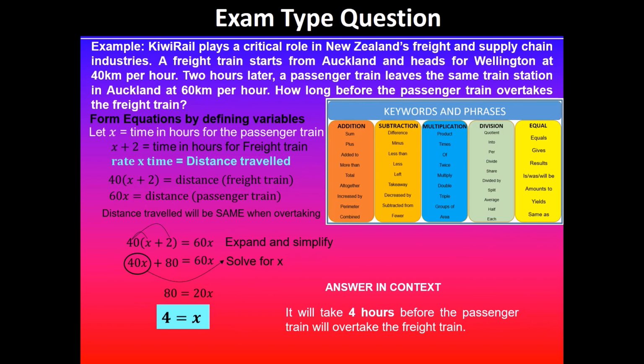Hope this makes sense. I would suggest if you can pause the video and try this yourself and see if your answer matches with this.